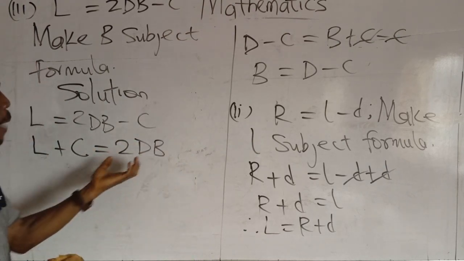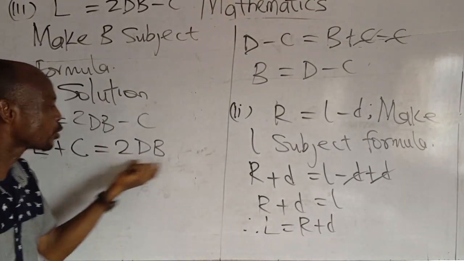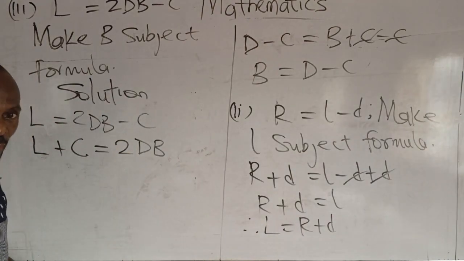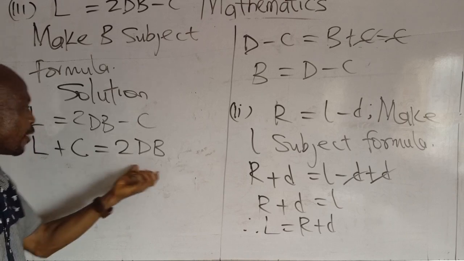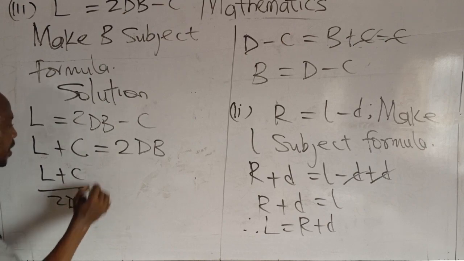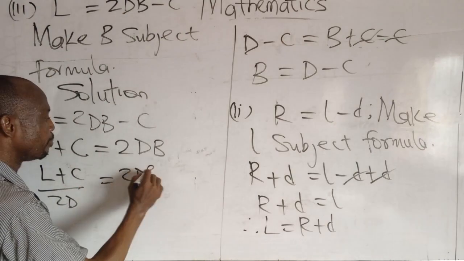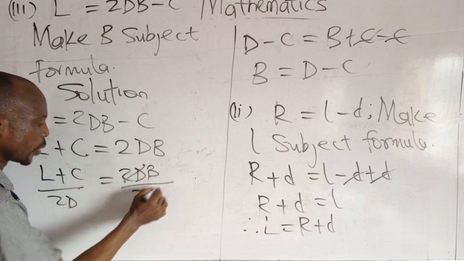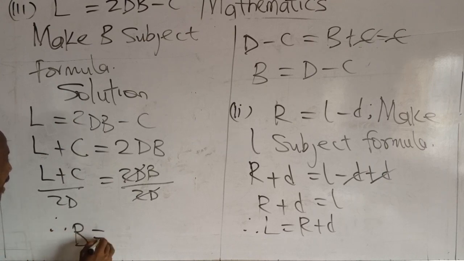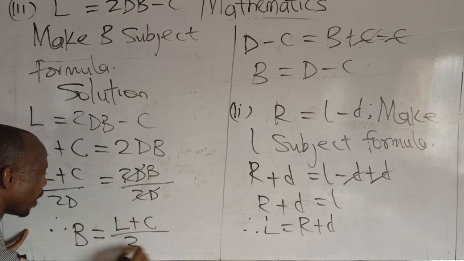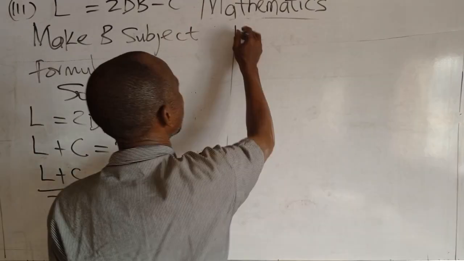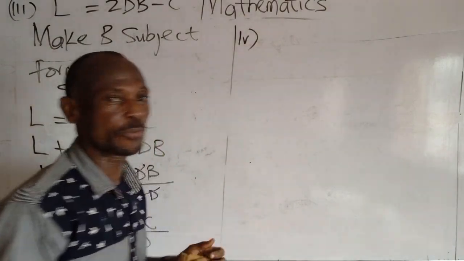Now for our third principle, we say that when values are multiplying, to remove them to the other side of the equation, you divide. So let's divide. We are going to divide both sides of the equation by 2D. So we now have L plus C divided by 2D is equal to 2DB divided by 2D. 2D we cancel out 2D. So what do we have left? Therefore, our B is equal to L plus C all over 2D.